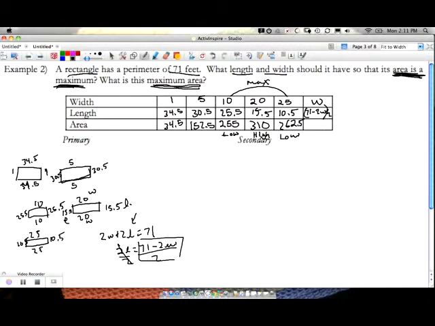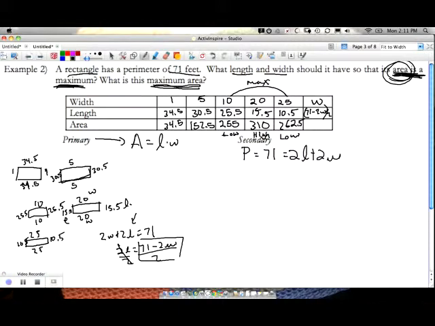I know we're getting a little bit small in the writing here, but how can we make that a general pattern? All right, let's go to our primary equation. We need to maximize the area. Well, the area is going to be length times width. But we also know that the perimeter equals 71, which is 2L plus 2W.